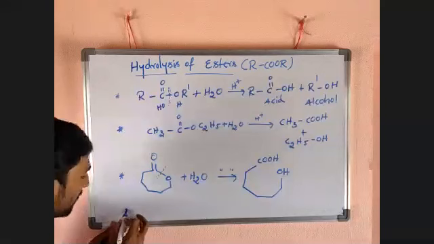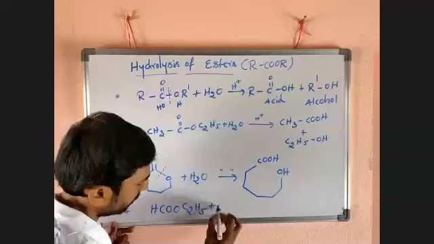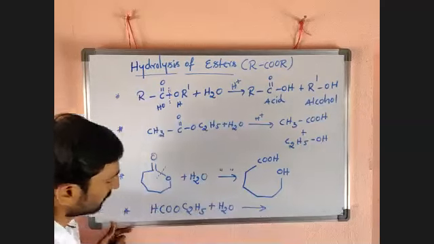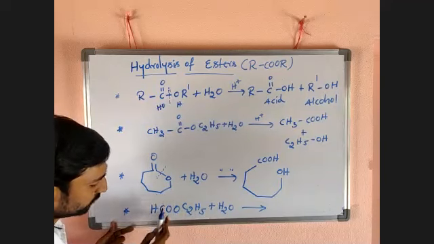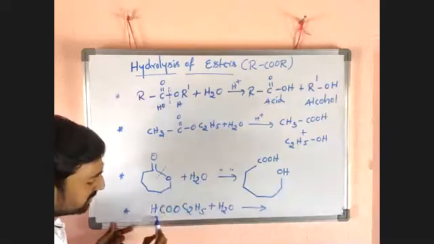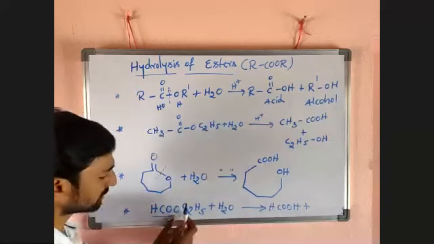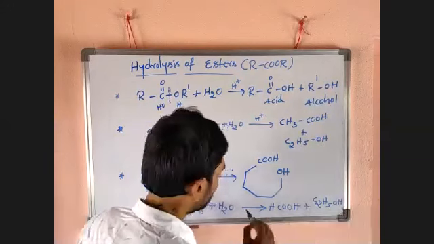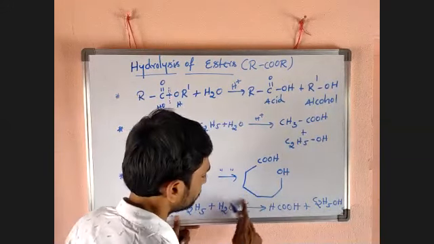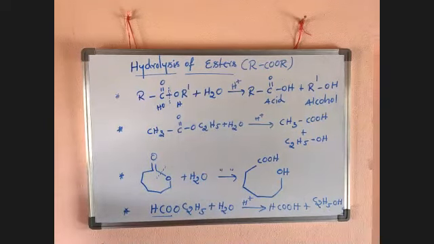I want to take one more ester here, to see how the hydrolysis goes: HCOOC2H5. This part will convert into HCOOH, and the remaining part is C2H5OH. It will happen like that. Note down quickly, hydrolysis of esters.